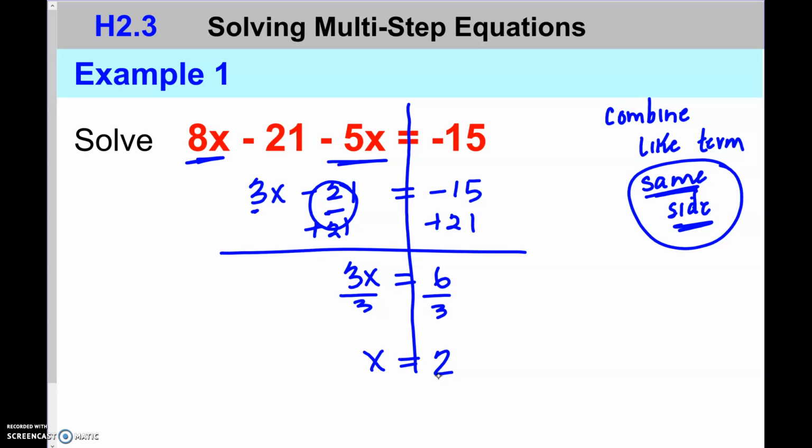Okay, so we're going to combine like terms on the same side first. Then we're going to do exactly what we were doing yesterday, and we're going to move our constants together, and then we're going to divide by that number that's in front of our letter.